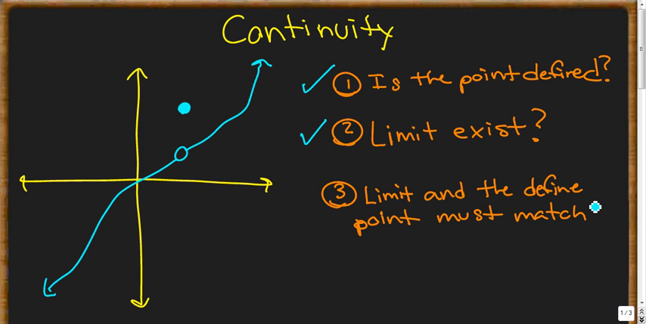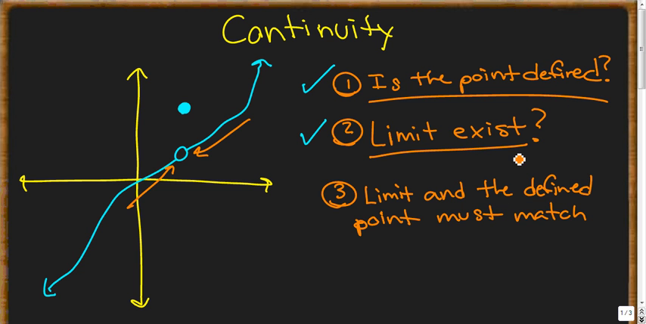So in one case, we have our limits have to agree. Now, in this case, both of the limits are right here, right? It's all pointing to that spot. But our defined point is up here. So we fail at this. This is where we fail to be continuous. So all three of these things must exist in order for us to be continuous. We've got to have a point defined, we have to have a limit that exists, and the limit and the point have to match.